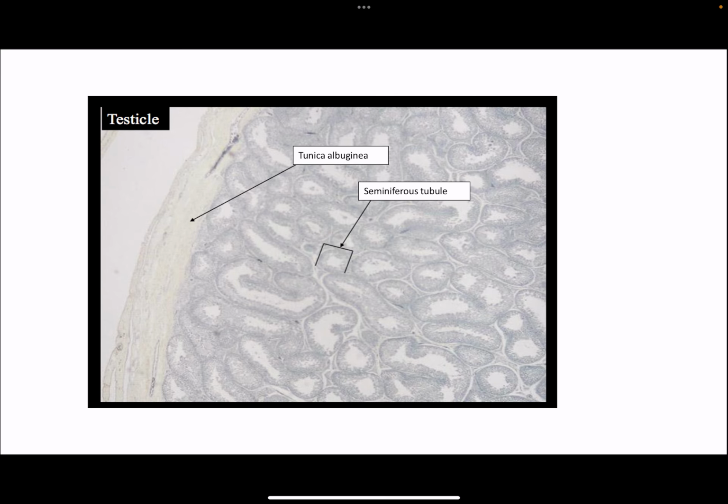This one is the testicle. This is a histology of the testes. This is the most important structure in the testicle. These structures you can see are tube-like structures. This is called the seminiferous tubule, where spermatogenesis occurs.